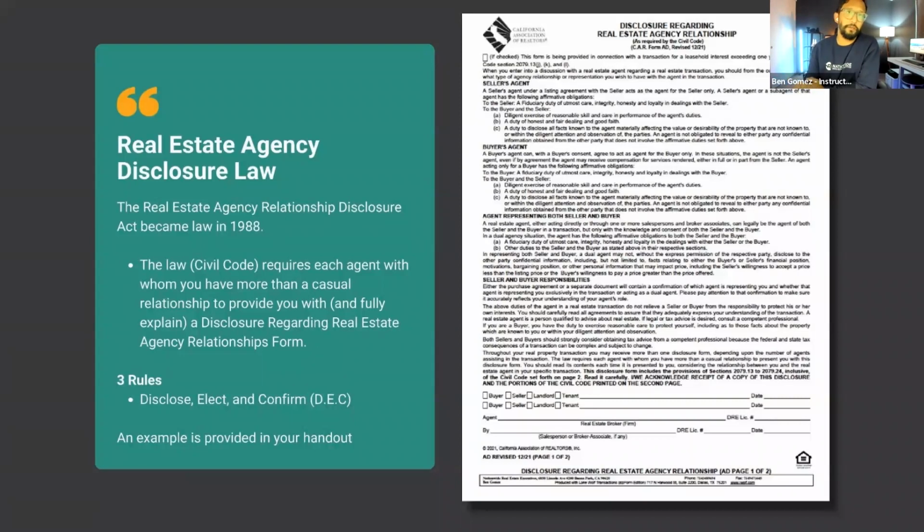When I took my broker test, I don't know, years ago, there was a question that said, what are the steps to disclosing agency? Is it confirm, elect, disclose? Is it elect, confirm, disclose? It was something else. I just know it's disclose, elect, and confirm. It's DEC. You disclose by presenting this form. The consumer elects, and then they confirm it by signing.